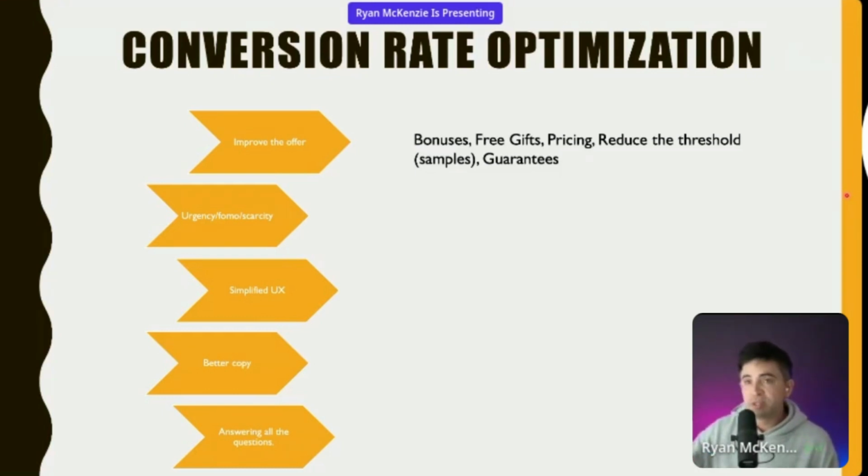So there's a whole bunch of risk reversal tactics that you can use to overcome each of those. The big ones are time, money, and reputation, and those are tied into guarantees. But the biggest one that most every single brand uses is a very clear money back guarantee.